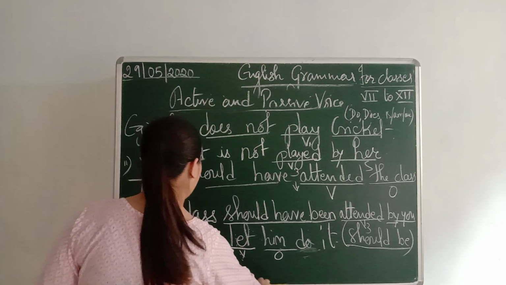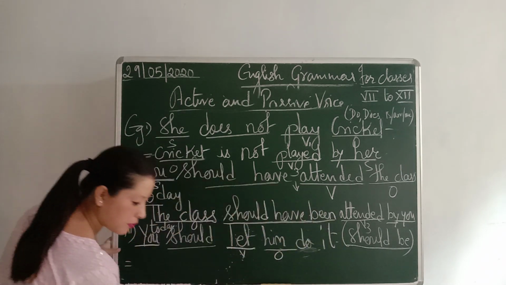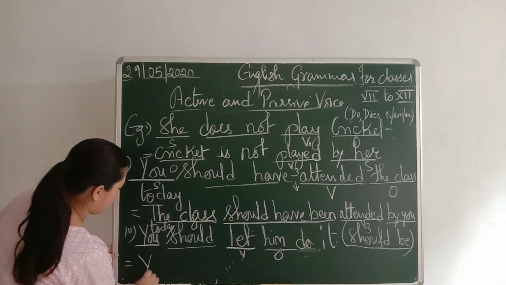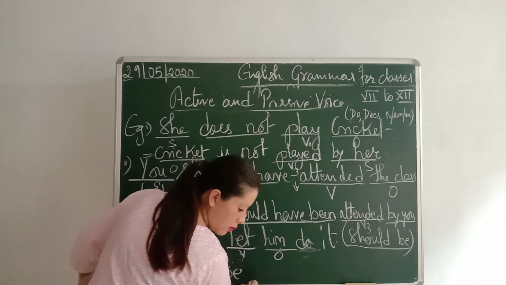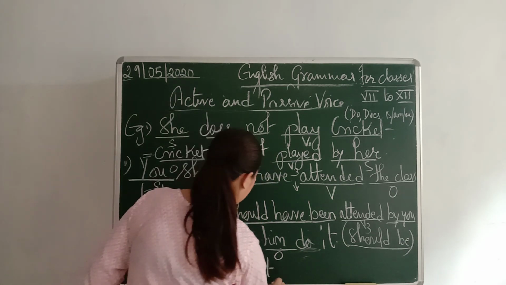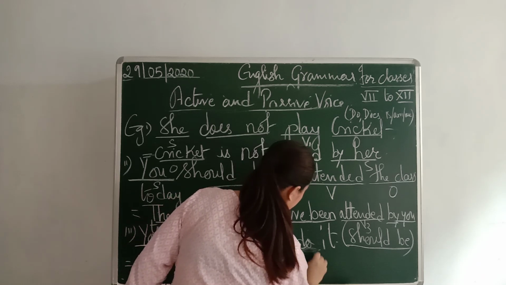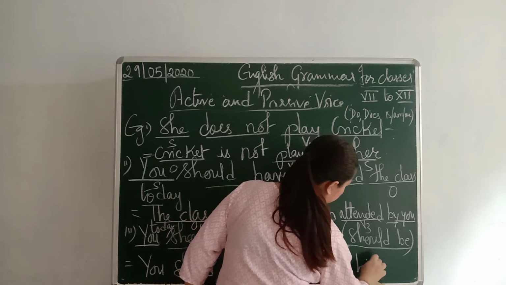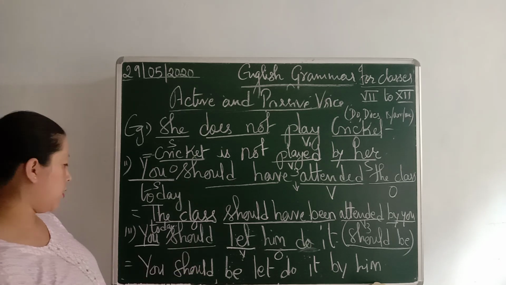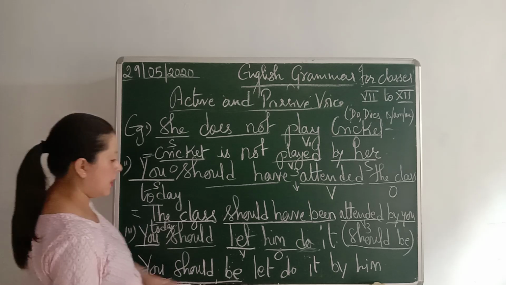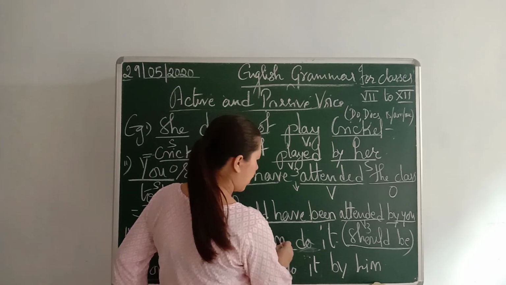So now how will you change this into a passive voice? See, you should be, you should let him do it. You should be let do it by him. You should be, let verb as it is. Let do it by the object, him.